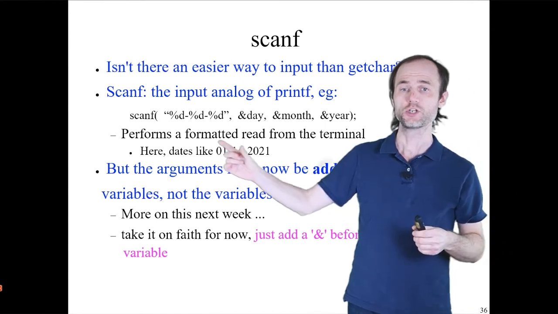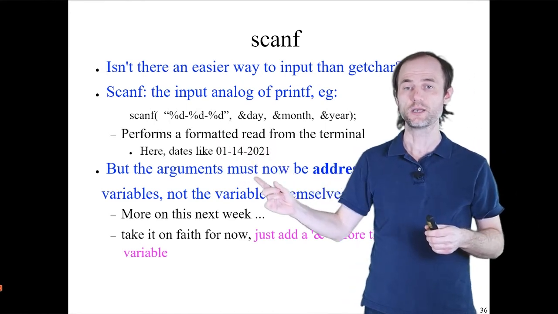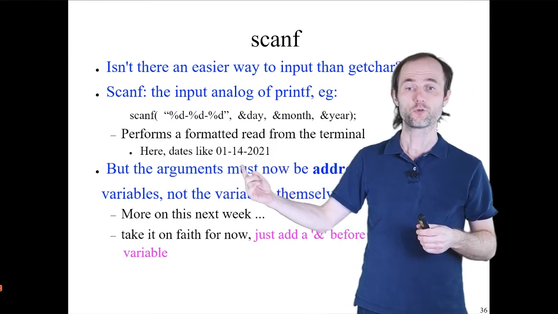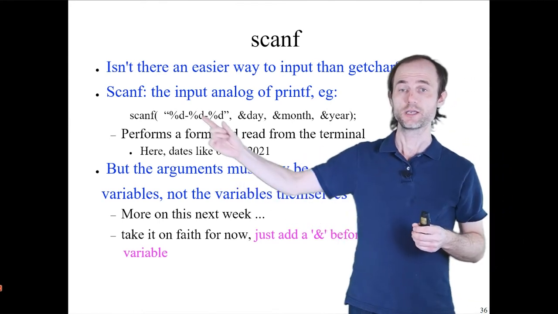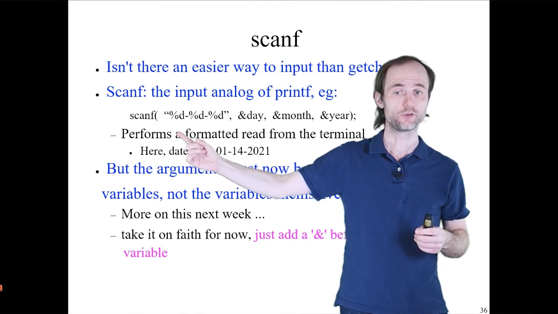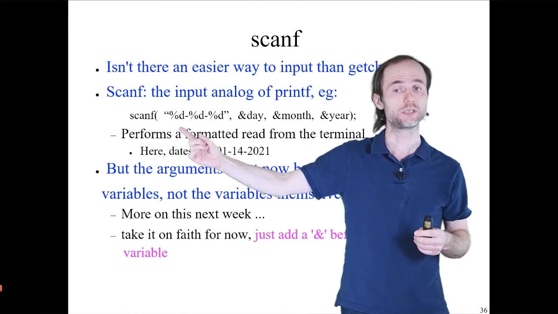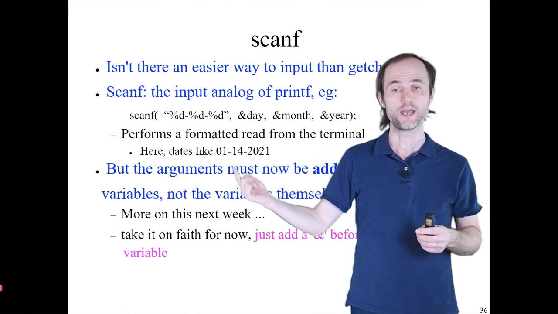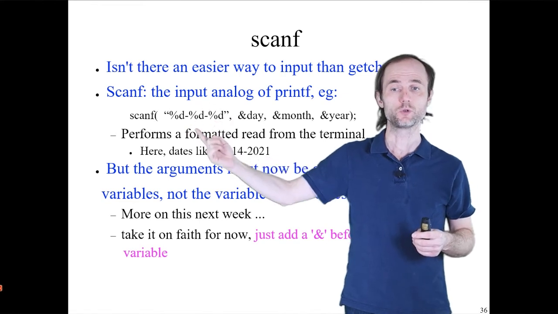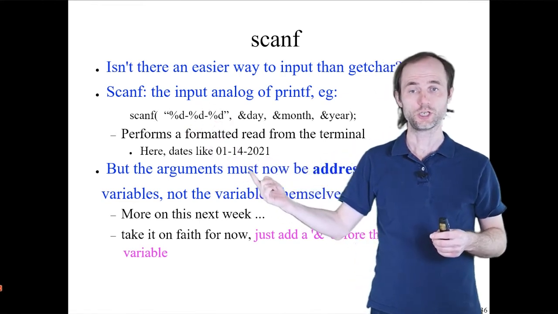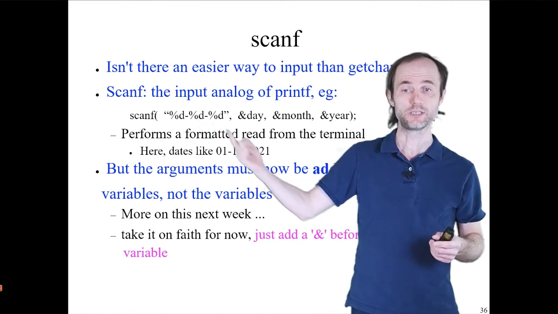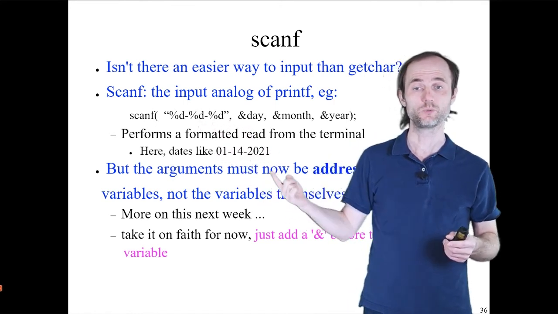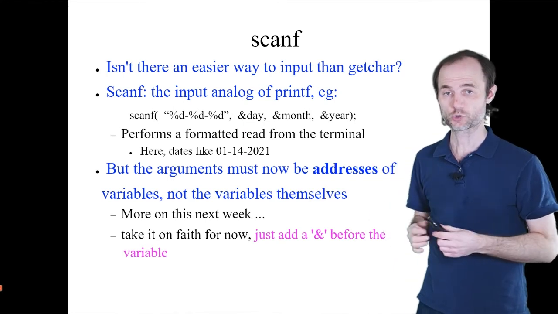So for instance, here we would like to scan a date like 14th of January 2021. And to do that, we're going to tell scanf that the first argument is an integer, %d, followed by a dash, which it will skip. Then it will look for the next integer, in which case it would be 14. And then there will be a dash. Finally, there will be the last integer, the year 2021.